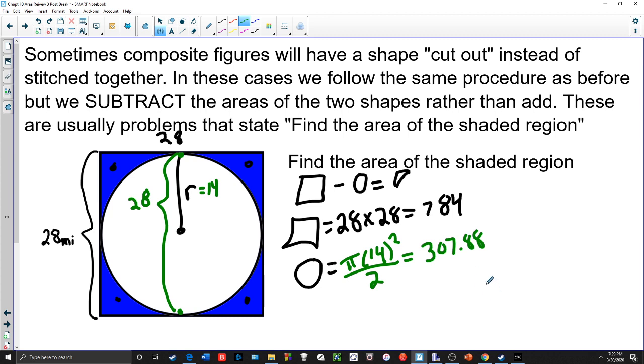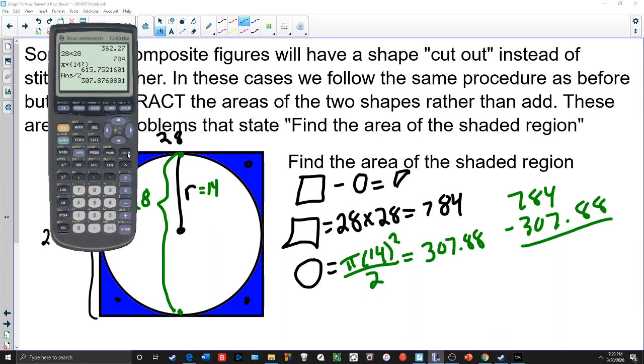307.88. Now, again, we're not going to add these together because we want to take the circle out of the square. So we're going to take 784 minus 307.88 and get our answer that way. So 784 minus 307.88, and that will give us 476.12.